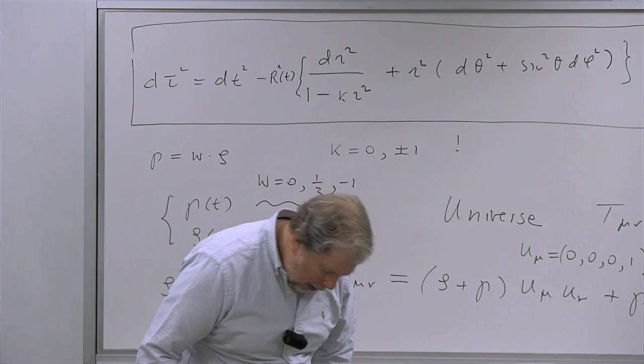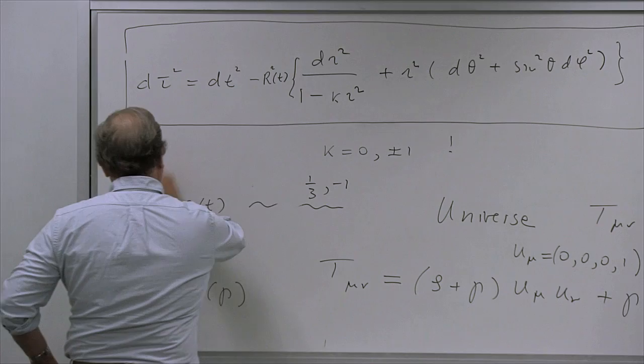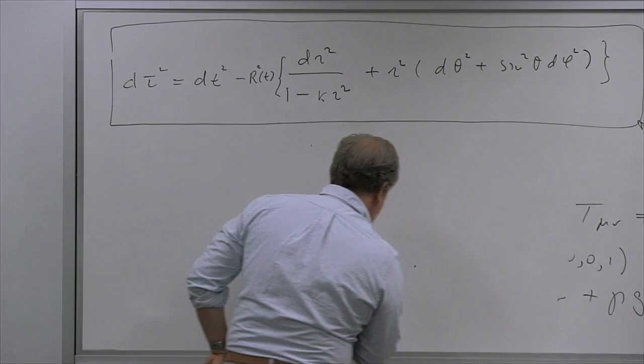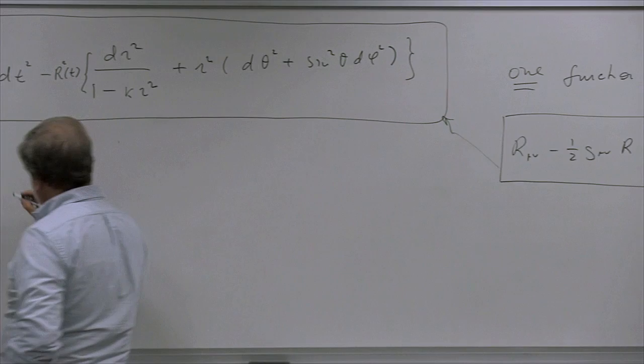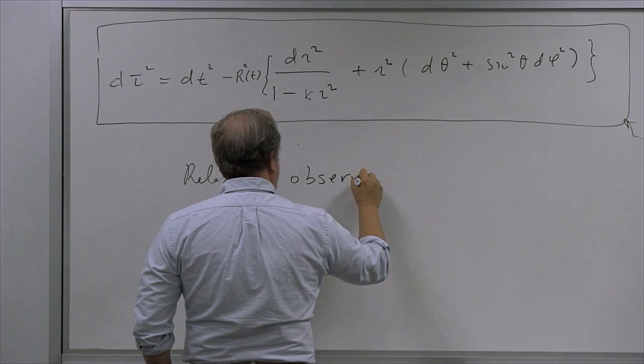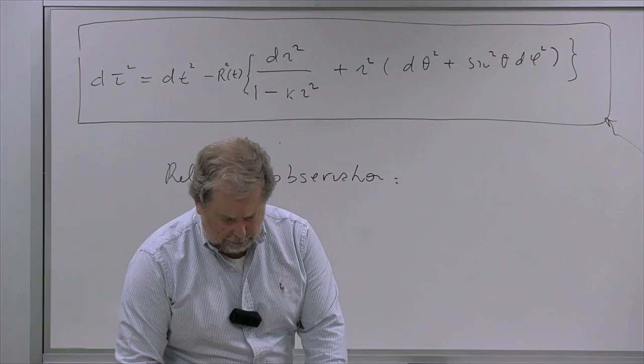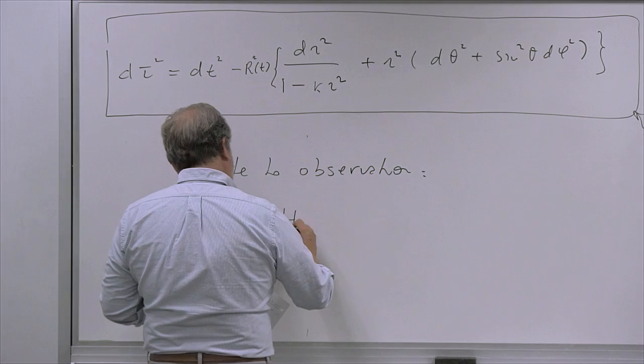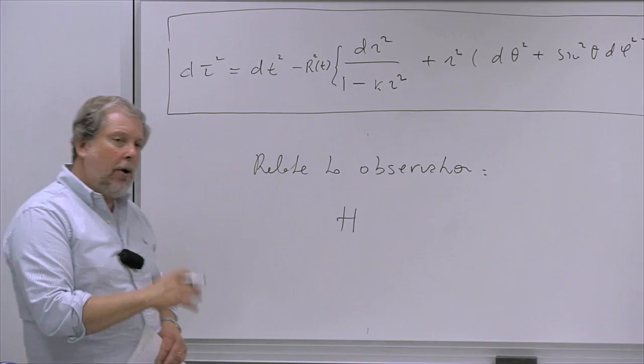Now the other thing is that at some point we are going to be faced with comparing what we're discussing here to observation, right? And so we need to relate to observation. The things that people observe are, for example, the Hubble constant. The Hubble constant has to do with the way the universe expands, and of course, in this model, the expansion of the universe is determined by the scale factor.